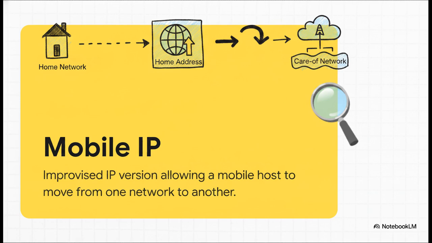It's essentially an improvised version of the standard protocol. It gives your mobile host a permanent home address that absolutely never changes, and a temporary care of address that updates the very second you step into a foreign network. It's just a brilliant two-address system that lets you migrate networks without dropping your connection to remote hosts.